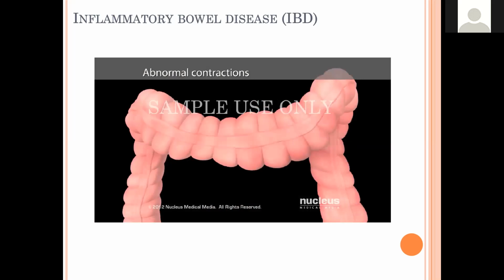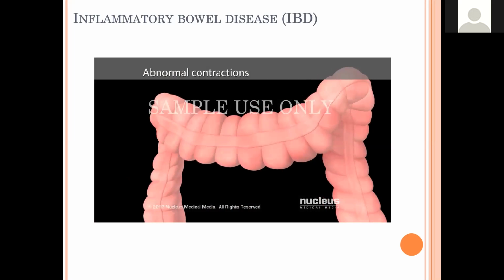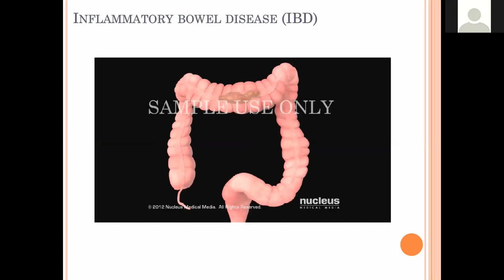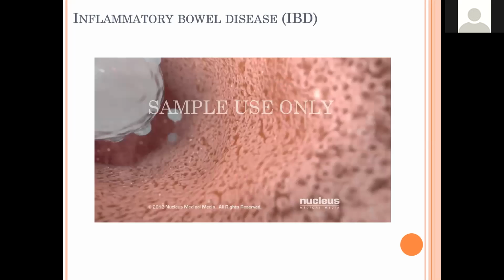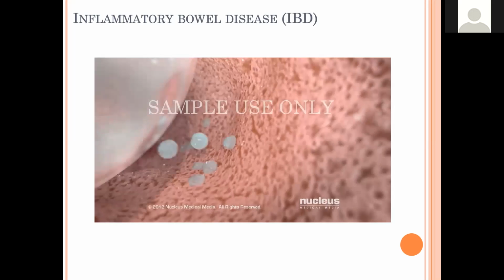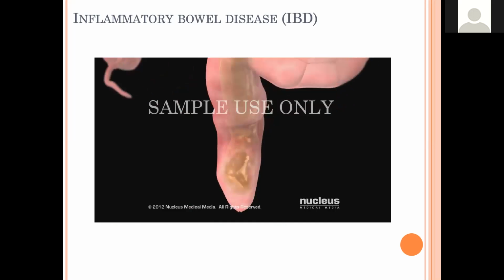With IBS, the muscular contractions of your colon are abnormal. In some cases, the contractions may cause food to move too quickly through your colon. As a result, your colon does not have enough time to absorb most of the water from your food. This condition leads to a watery stool and diarrhea.